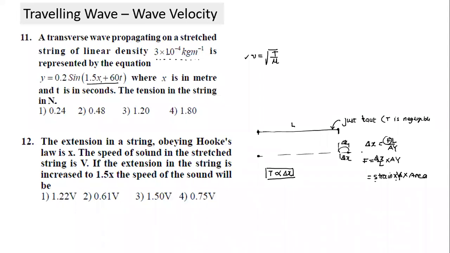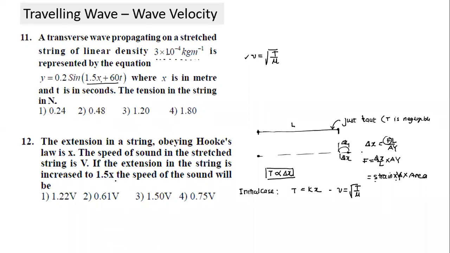The extension of the wire obeying Hooke's law is x. And when the extension is x, there's some tension T. So corresponding to the initial case, T is equal to some k times x. The extension is x, so tension is proportional to x. And at this time, the speed is v, and v will be equal to root of T by mu. That's the initial case. What will happen if the extension of the string is increased to 1.5x?